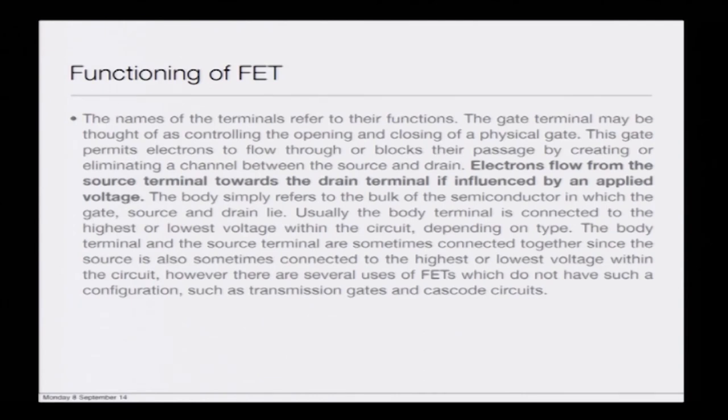Now, here is the key line which is important for you to understand. Electrons flow from the source terminal towards the drain terminal if influenced by an applied voltage. So, the electron flow is regulated by an applied voltage or a field. The body simply refers to the bulk of the semiconductor in which the gate, source and drain lie, which is kind of a casing almost.